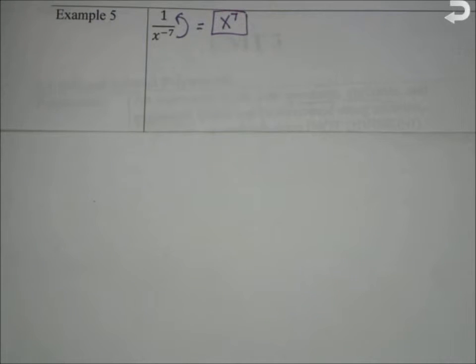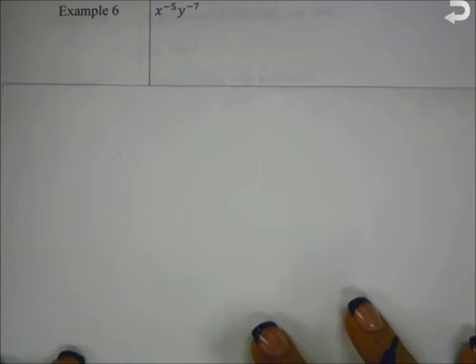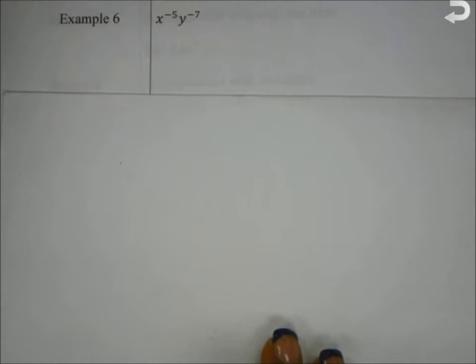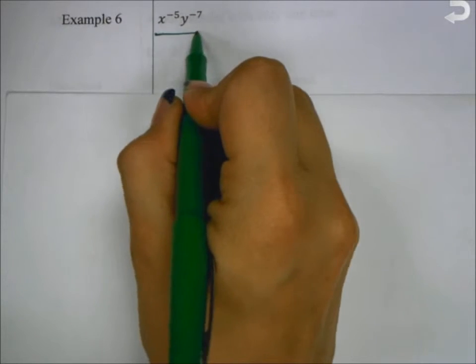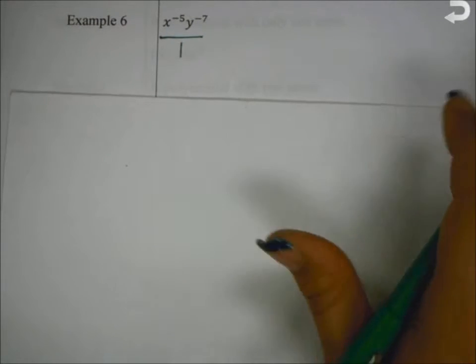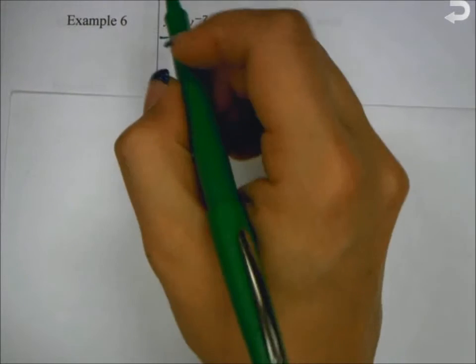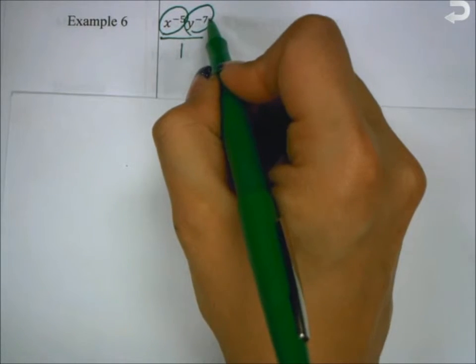Okay, example 6. X to the negative 5, y to the negative 7. This is the same as x to the negative 5, y to the negative 7 over what? Over 1. I would make it a fraction just right off the bat. Okay, who didn't pay their rent this month? X and Y. So both of them have to move downstairs.